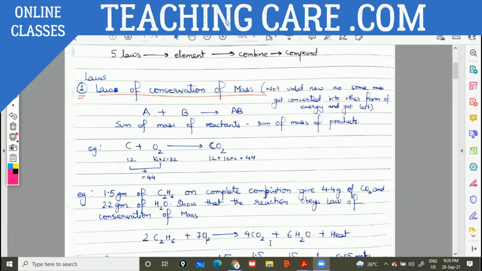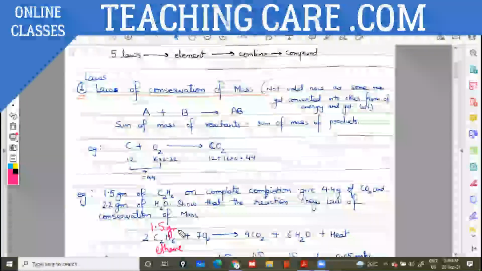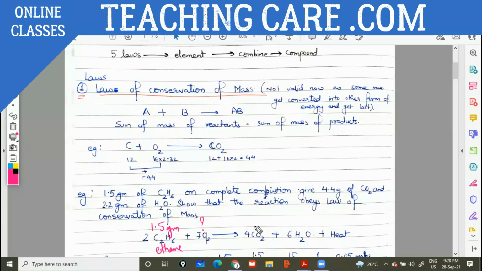Can I repeat? Okay. You are given an equation that is C2H6 is ethane. This is ethane. This is oxygen, carbon dioxide, water. Mass for ethane is 1.5 gram. This is unknown. This is carbon dioxide. It is given as 4.4. Water, it is given as 2.2.